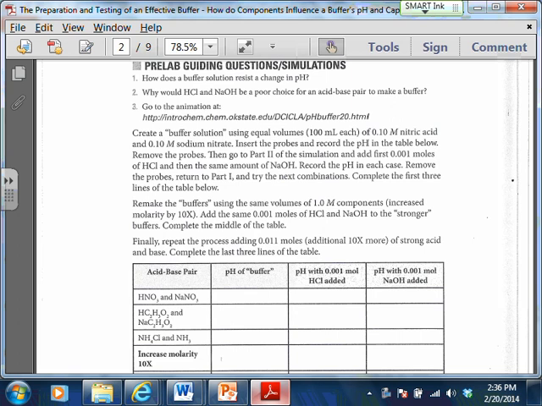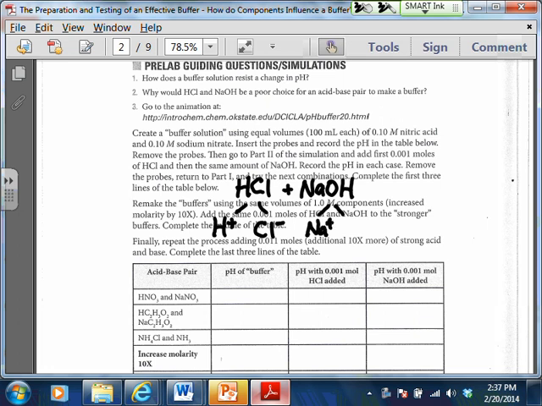Why would HCl and NaOH be poor choices for an acid-base pair to make a buffer? Okay, so let's just think about what we just talked about. Let's say I've got a reaction here, HCl and NaOH. So I put both of those into a solution. Well, what's going to happen here is that the HCl is going to dissociate into H+ and Cl-, right? The NaOH is going to dissociate into Na+ and OH-.